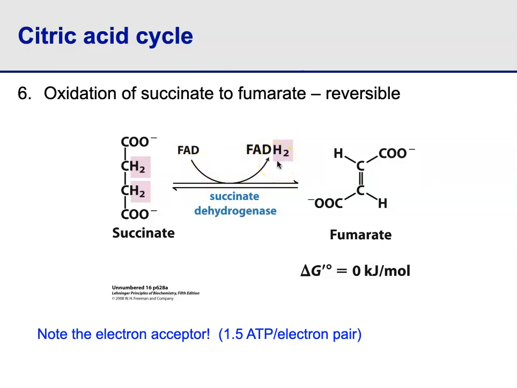Something that we should note at this point, and you don't understand why this is the case, but I will explain this a little later: for each electron pair carried by FADH2, the cell can synthesize 1.5 ATP molecules, while for each pair carried by NADH, the cell can synthesize 2.5 molecules of ATP. So we get more ATP per electron pair carried by NADH than from FADH2.